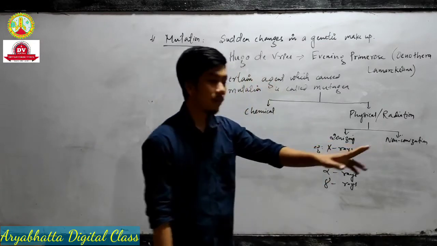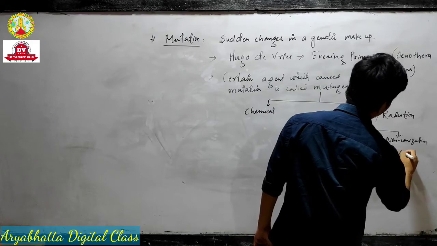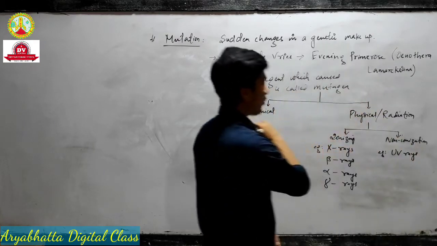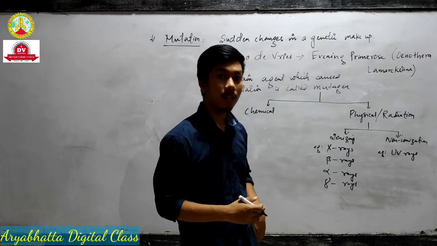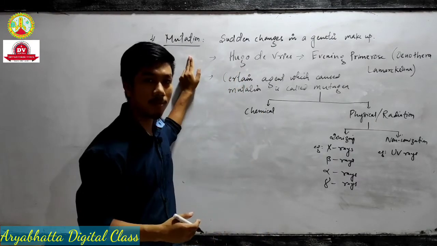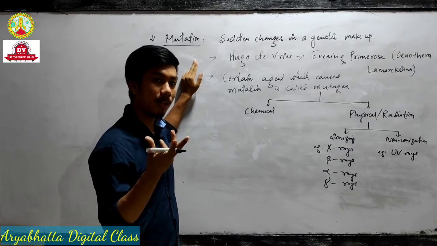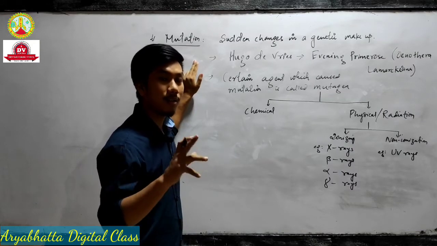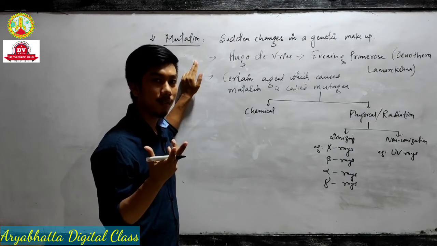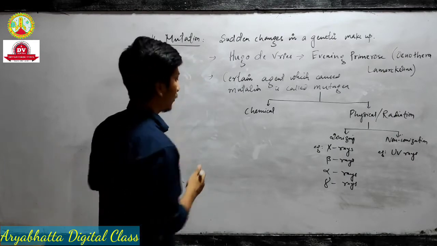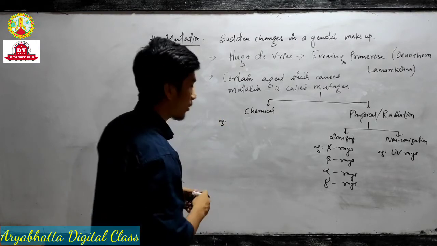For non-ionizing radiation, we take the example of UV rays. If these rays fall on our body, they can result in mutation. Mutation means changes in genes. The genetic makeup changes. As a result, it results in some genetic disorders, some kinds of very dangerous diseases. We will see what those genetic disorders are.